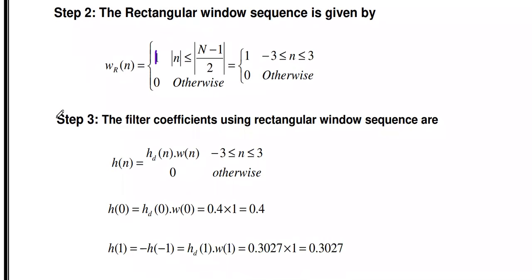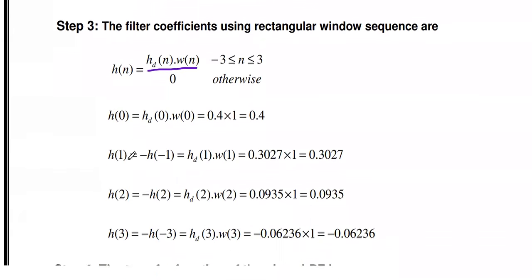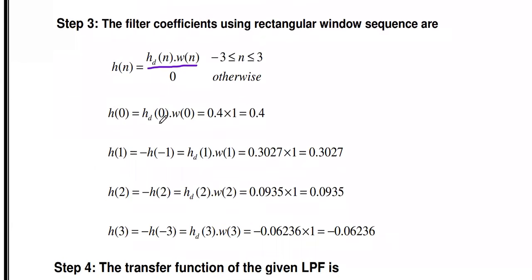Then what is the third step? We have to multiply the desired impulse response with the windowing sequence for the corresponding n value. So here h of 0 is calculated by HD of 0 multiplied with W of 0. In this case, HD of n is symmetric and W of n is also symmetric, so h of n is also symmetric. So h of 0 equals 0.4 into 1, the same 0.4.